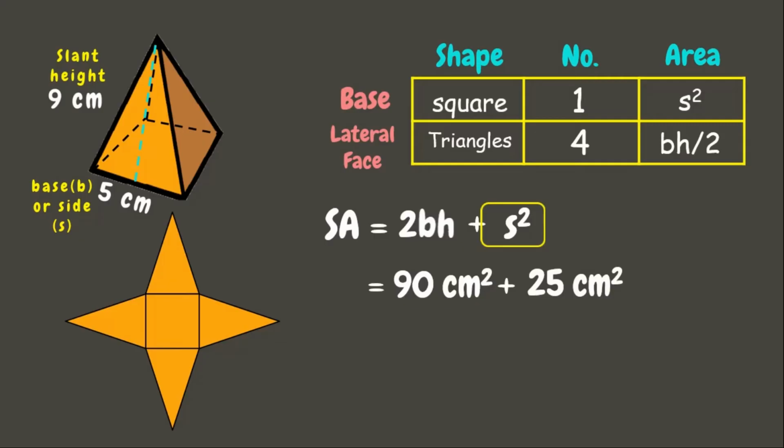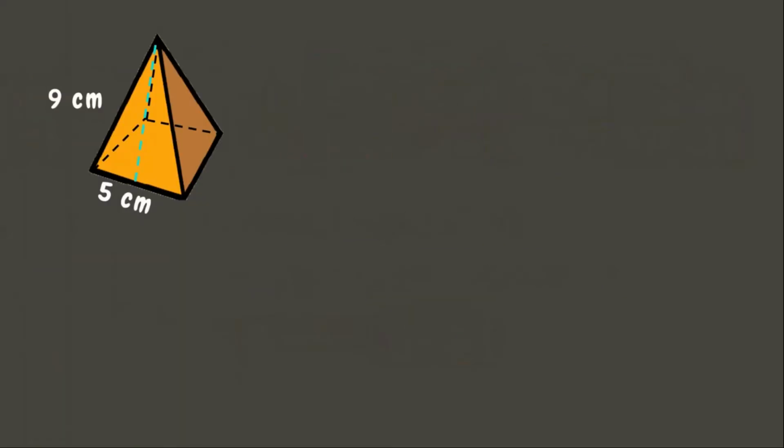Now, lastly, let us add the 2 areas. That will be 90 plus 25, which is 115 square centimeters. Now, this is the surface area of this figure. Great job! Now, let's go and try another one.